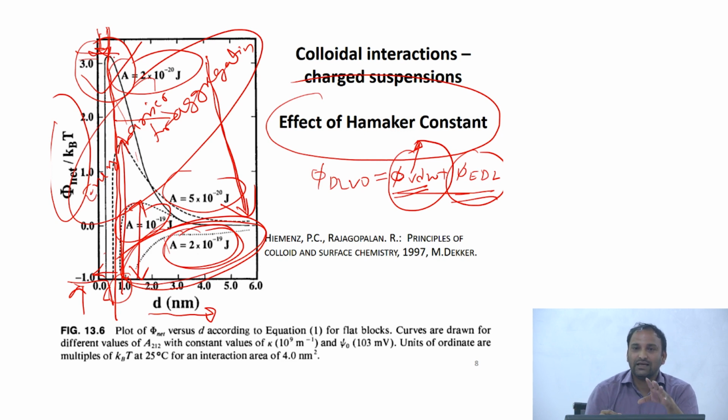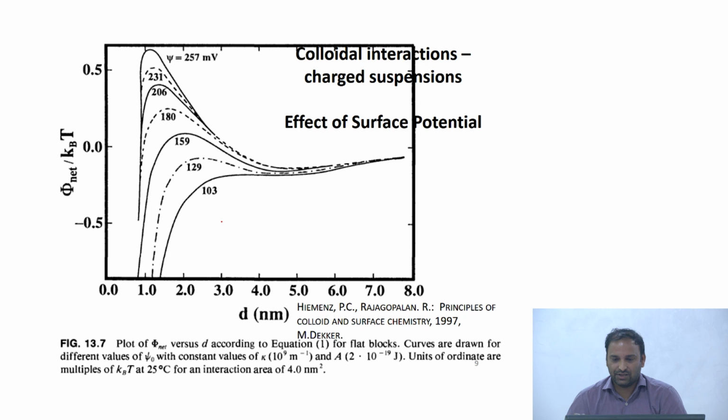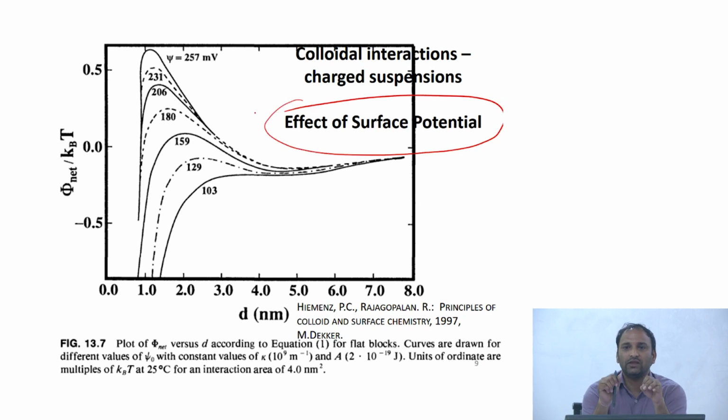Therefore, I am basically increasing the Hamaker constant, going from 2 × 10^-22 to 2 × 10^-19. That leads to totally attractive interactions, and your particles would become unstable and aggregation kicks in. The second way of doing this would be if I work with particles of different charges.